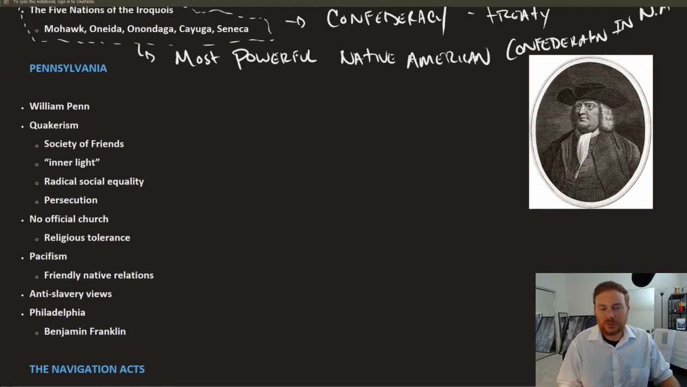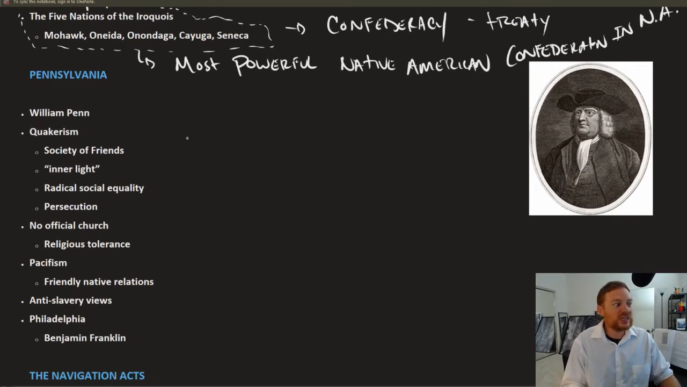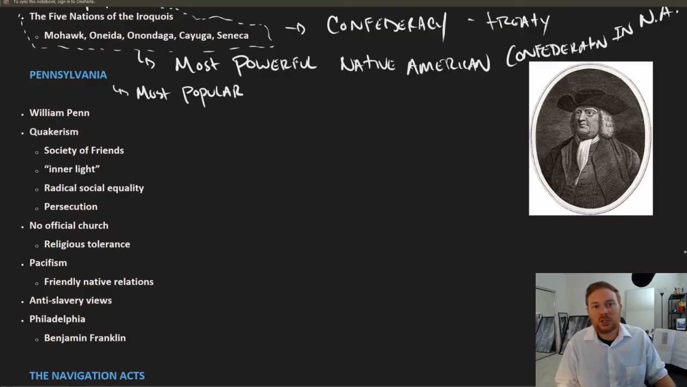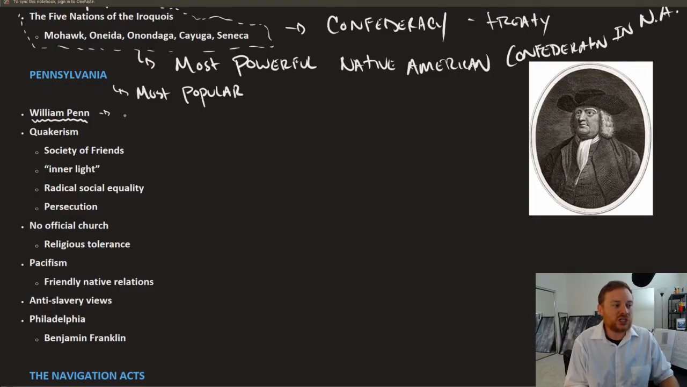And lastly, we're going to talk about the colony of Pennsylvania, which is unique and in some cases the most popular of the English colonies. The colony of Pennsylvania was created by William Penn, who was given the colony by the English king because the English king Charles II owed his father money. So we'll write that.